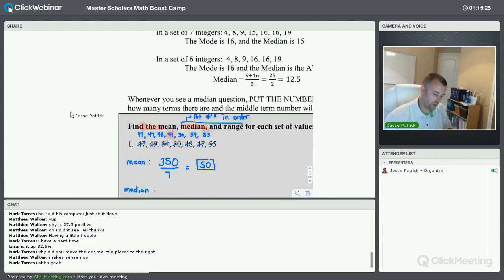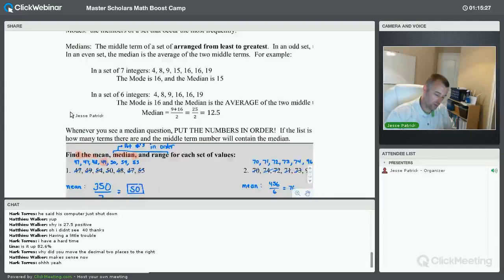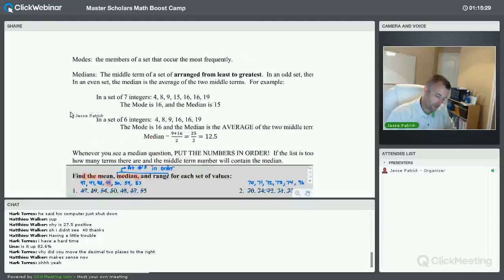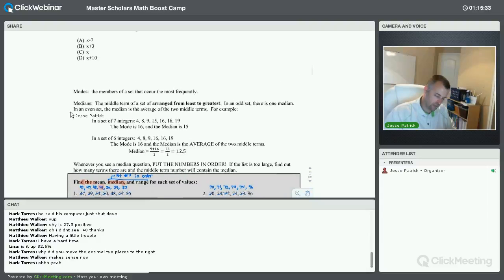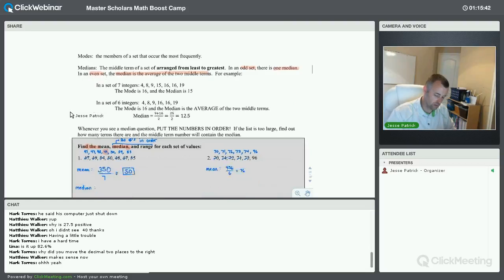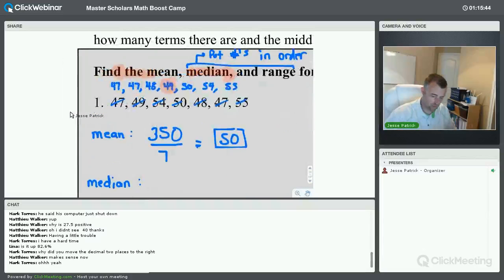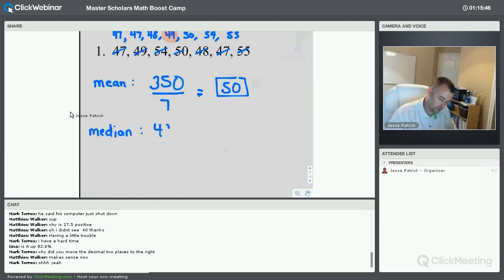One thing you'll notice from above, if I'm finding a median, it's an odd set, there's one median. If it's an even set, which I'll have in the next one, the median is the average of the 2 middle terms. So that's what you're going to see as I work through these. This one has one middle number. It's very clear. The median is 49. So 49 is your median.